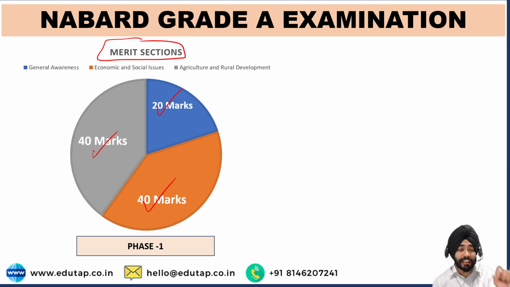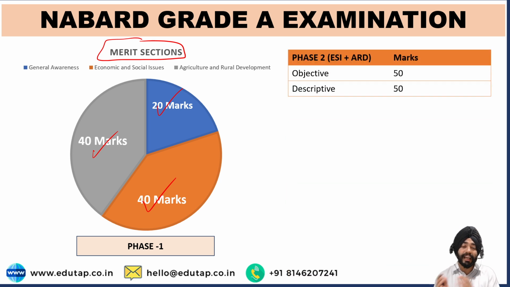And here, current affairs has played a very prominent role in clearing the cutoffs in this examination. Moving towards phase 2, the pattern was set on the basis of RBI: an objective and a descriptive paper of 50 marks each. Here also, to write a better descriptive answer and to solve objective questions, thorough knowledge of current affairs has played a very prominent role.